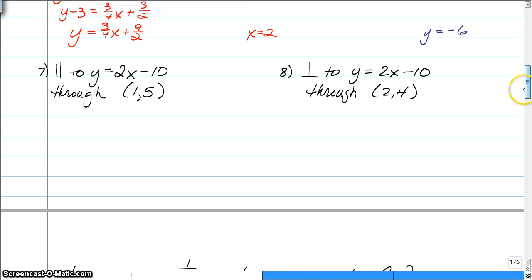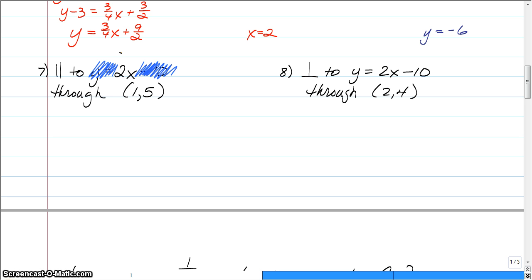Number 7 and 8. This is where we get a little bit tricky, because you just have to make sure you read through it, and to be honest, you can get rid of a lot of this stuff. So number 7 says that we're going to write an equation of a line that's parallel to y equals 2x minus 10 through the point (1, 5). You do not need that -10 for any reason, so you can just get rid of it. You don't really need the y equals. The only thing you really need to know from that is the slope. That -10 is not supposed to scare you in any way.